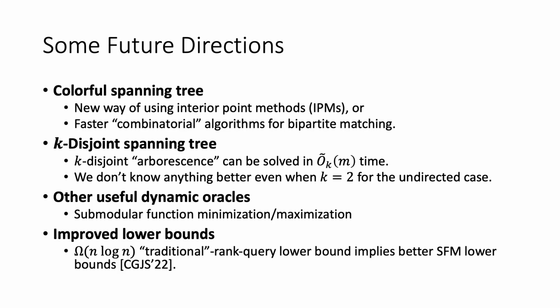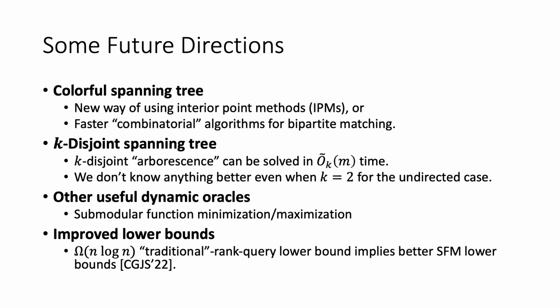And finally, I would like to mention that improving our lower bounds is also very important. And in particular, in this paper, we show an n log n lower bound for dynamic rank queries or traditional independence queries. And in some sense, a common ancestor of these 2 types of query is the traditional rank query. And in fact, if we can improve our lower bounds to work for the traditional rank query model, then this will actually imply an n log n lower bound for submodular function minimization, which works for weakly polynomial time algorithms.